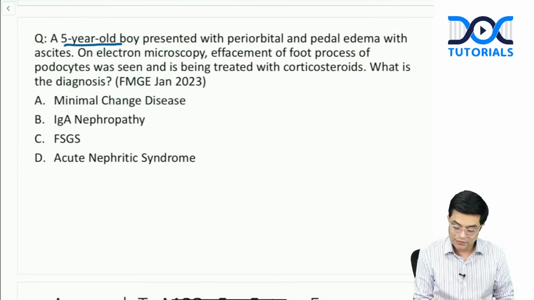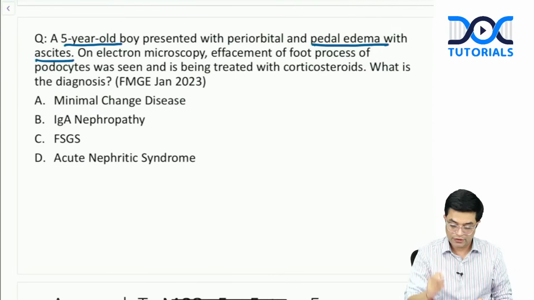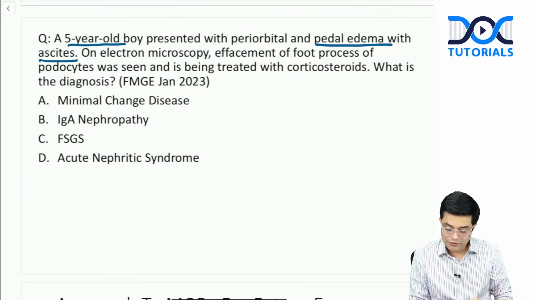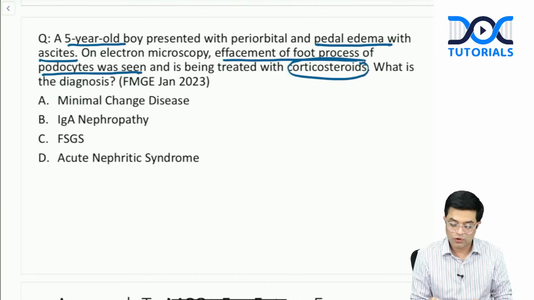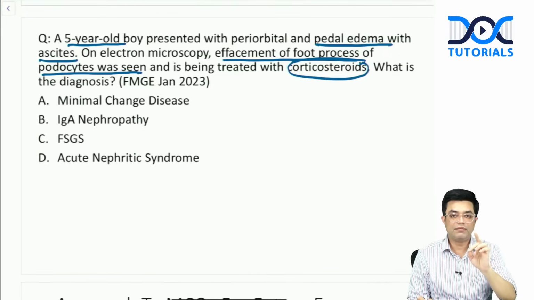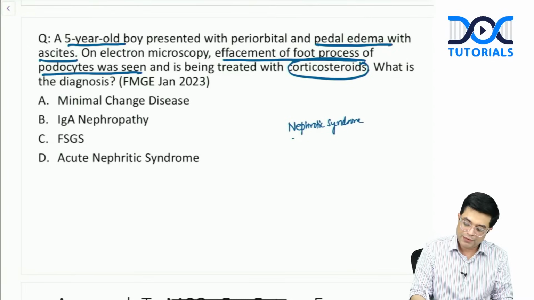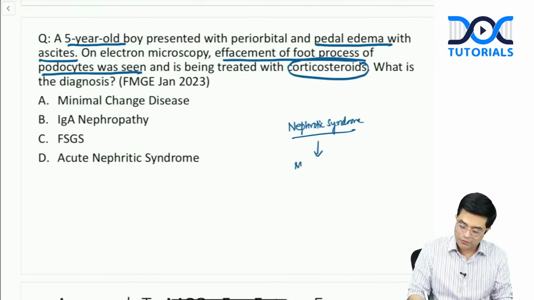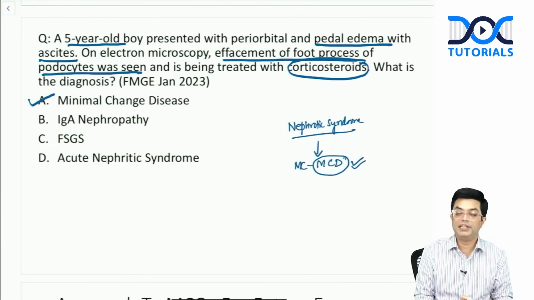5-year-old boy presented with periorbital and pedal edema with ascites. So significant edema हो रहा है बच्चे के अंदर, right? On electron microscopy, effacement of foot process of podocyte was seen. And the child is receiving corticosteroid. What is the diagnosis? So ये पेशेंट के अंदर जब significant edema के साथ आए, renal edema origin हो, फेस के आसपास हो, you should think of nephrotic syndrome. And कौन सा nephrotic syndrome है जिसमें effacement of foot process of podocyte होती है? The most common cause, yes, minimal change disease. तो minimal change disease is the likely answer here. So answer to this question is A, that is minimal change disease.